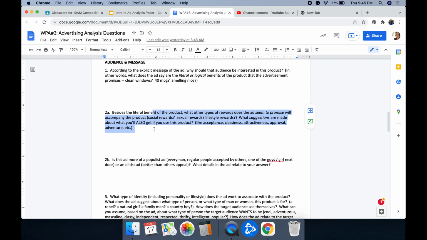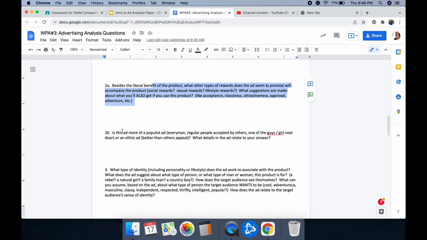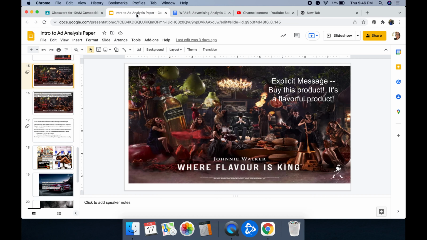So it's just like, what can you think of right now that might be going on? Here 2B, is this ad more populist or elitist? So you want to refer to what we learned about populism and elitism in the reading, Masters of Desire. And this example is definitely an elitist ad, right? This isn't an everyday person or everyday situation. The question is also asking about the details in the ad that relate to that.